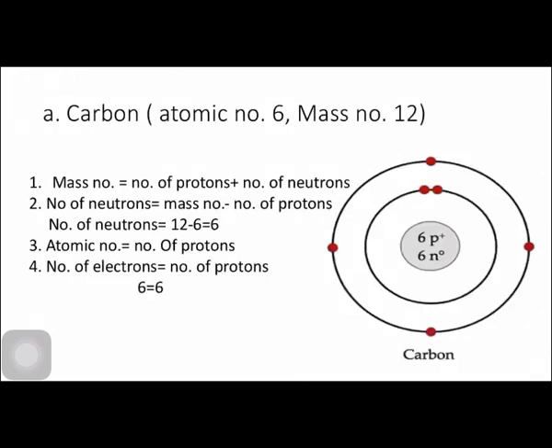In part A of self-assessment exercise 2.1, we have to draw the Bohr atomic model for the carbon atom. Its atomic number is 6 and mass number is 12. Students, here the atomic number and mass number for the carbon atom are given, but the number of neutrons is not given. So let's first find the number of neutrons. We can find the number of neutrons by subtracting the number of protons from the mass number. So here the number of neutrons is 6.